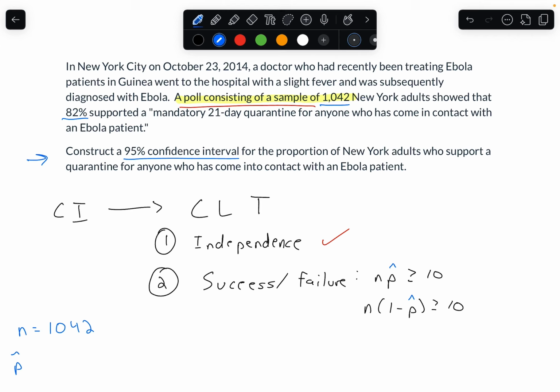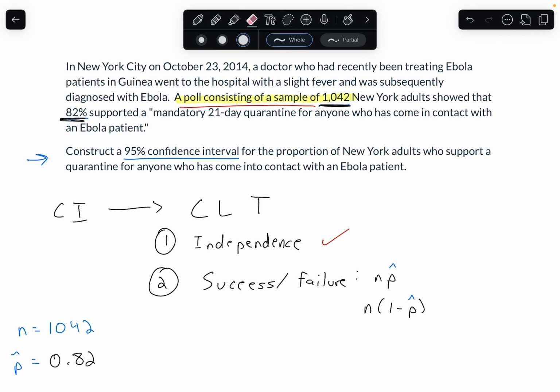And I also want to know what p hat is. That's going to be really important for us. p hat is a percentage or a proportion. In this case, we showed that 82% supported this quarantine. So 82% of my 1,042. So p hat is 0.82. So using these two things, I can go ahead and calculate my success-failure condition, and make sure that I verify those.